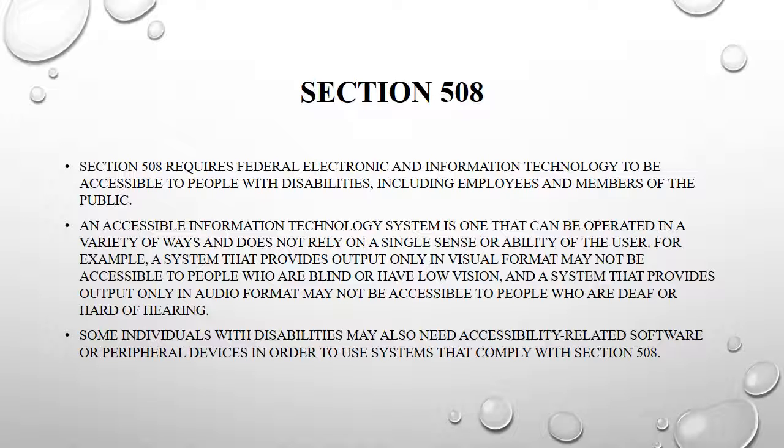For example, a system that provides output only in visual format may not be accessible to people who are blind or have low vision, and a system that provides output only in audio format may not be accessible to people who are deaf or hard of hearing. Some individuals with disabilities may also need accessibility related software or peripheral devices in order to use systems that comply with Section 508.